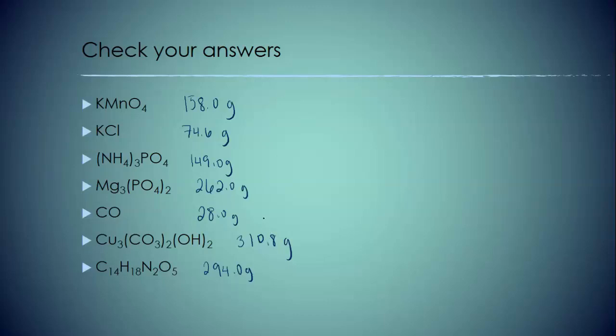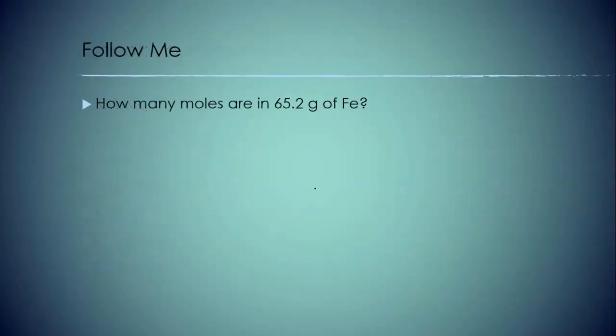What we're going to do next is apply this, and your notes tell you to stop at this point and go back to the video, because now we're going to do the follow me section about how to use this in conversions. So for example, we can take what we just learned and apply it to these conversion problems. If we have 65.2 grams of iron and we want to convert that to how many moles, we can do a whole new mole problem.